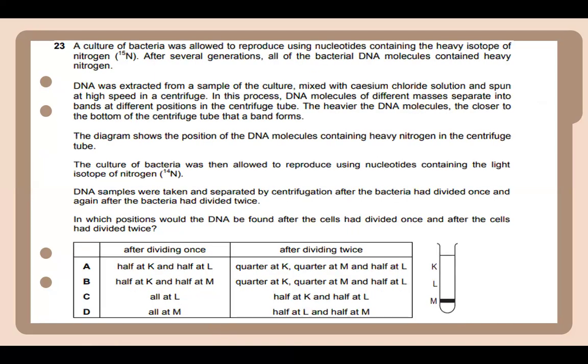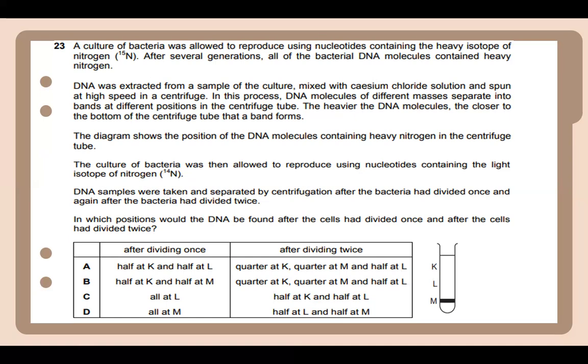Question 23. A culture of bacteria was allowed to reproduce using nucleotides containing the heavy isotope of nitrogen. After several generations, all of the bacteria's DNA molecules contain heavy nitrogen. DNA was extracted from a sample of the culture, mixed with cesium chloride solution, and spun at a high speed in a centrifuge. In this process, DNA molecules of different masses separate into bands at different positions in the centrifuge tube. The heavier the DNA molecules, the closer to the bottom of the centrifuge tube that a band forms. The diagram shows the position of the DNA molecule containing heavy nitrogen in the centrifuge tube.